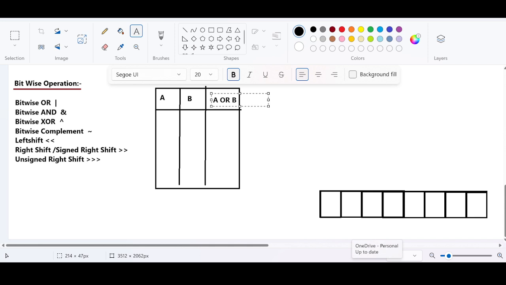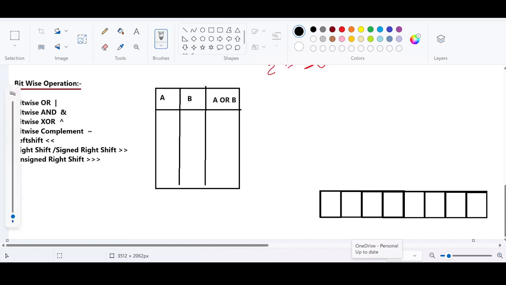What are the possible inputs for A and B? If you consider only two inputs, there can be four possible combinations. Both can be 0, right? One can be 0, the second one can be 1, according to the binary system I'm talking about. The next is 1, 0, and then 1, 1. So what is the OR? When I say A or B, OR is just a word. What does it really say?